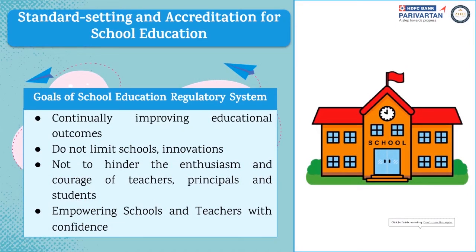Standard setting and accreditation for school education. First of all, let's have a look at the goals of the school education regulatory system. There will be continuous improvement in the educational outcomes. The schools will not be limited in their innovations.